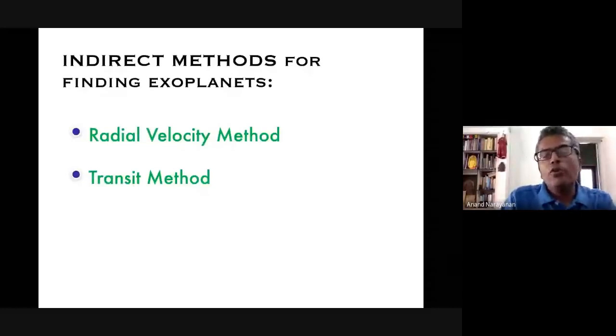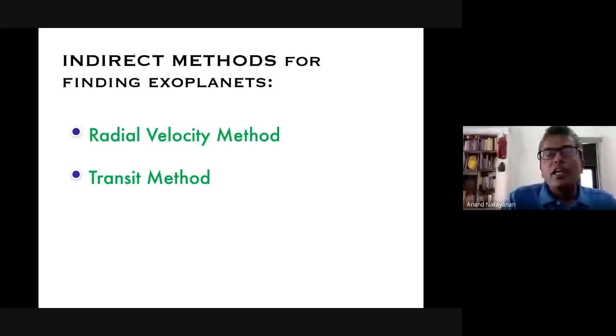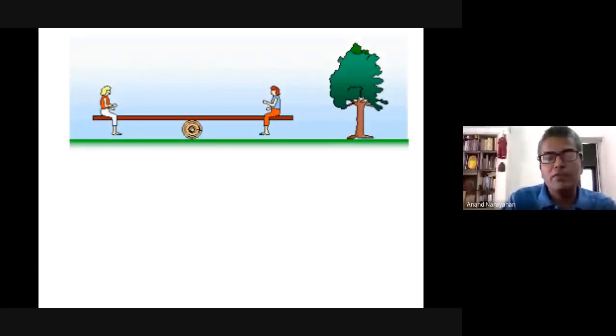So I'll go through both these techniques. I'll just give you a very superficial, very peripheral overview of what radial velocity method is and what transit method is. During the Q&A, if you have any more questions on this, I'll be happy to answer it. Okay, so first let's take radial velocity method. Before we understand this method, let's refresh the concept of center of mass. I'm sure all of you are very familiar with the concept of center of mass, but just for the sake of revision, let's look at center of mass.